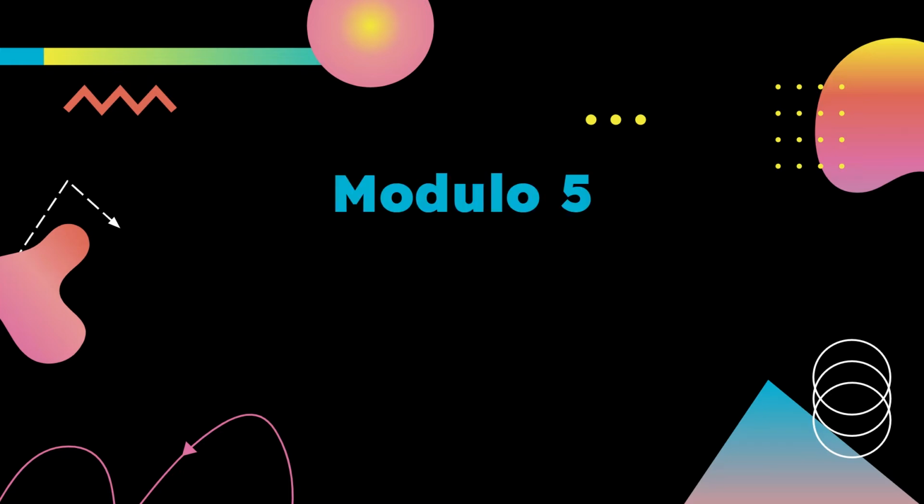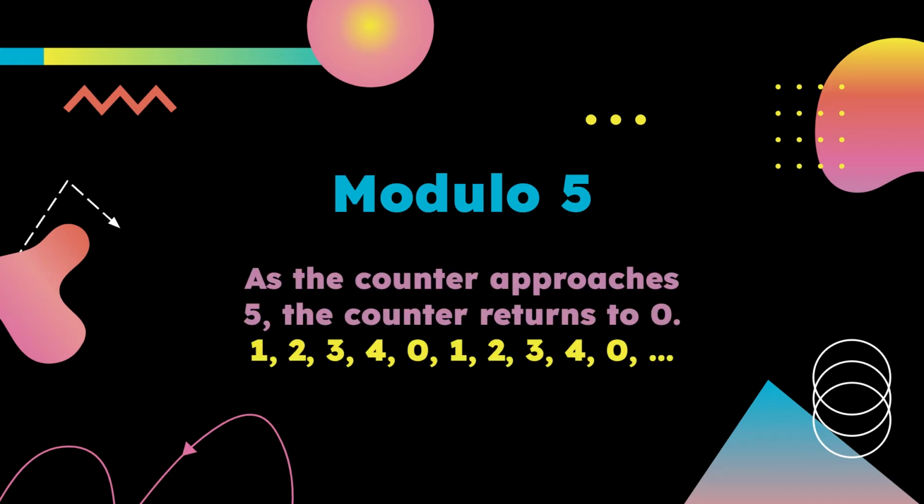Let's get right into an example. Modulo 5. What does that even mean? It means that as you begin counting numbers and as the counter approaches 5, the counter restarts from 0. In this case, the counter would count 1, 2, 3, 4, and instead of 5, it would go back to 0, 1, 2, 3, and so on and so forth.